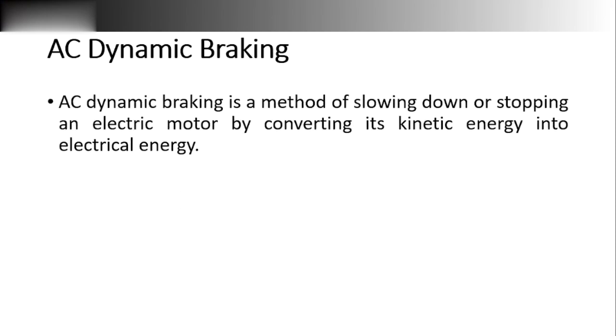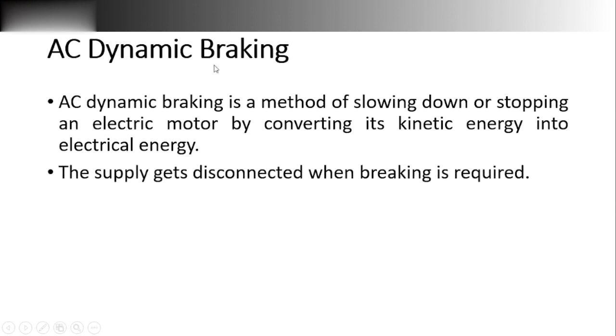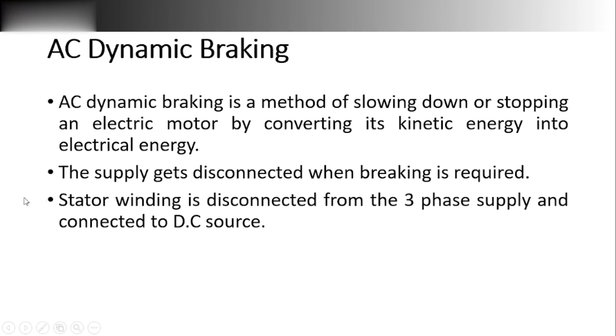Dynamic braking is a safe and efficient way of stopping objects or the motor. In dynamic braking there are several ways: there is self-excited capacitor braking, there is zero-sequence braking, there is DC dynamic braking. But today I'll be talking about AC dynamic braking. AC dynamic braking is a method of slowing down or stopping an electric motor by converting its kinetic energy into electrical energy. During the dynamic braking period, the supply gets disconnected, especially the stator winding. The stator winding is disconnected from the source and connected to a DC source.